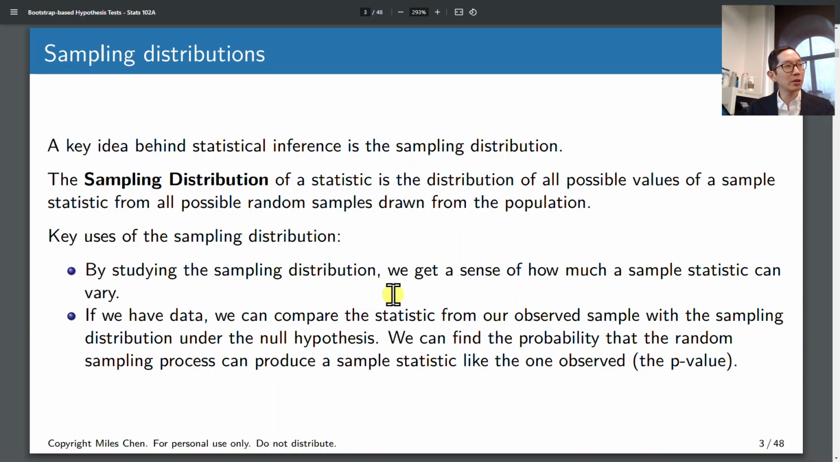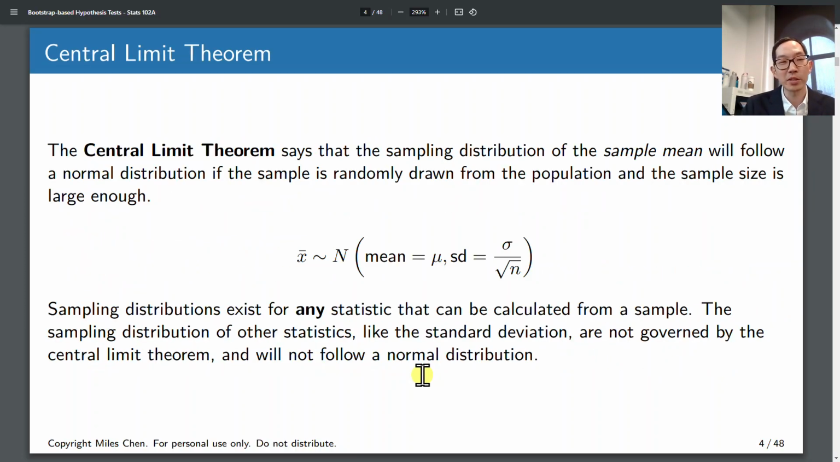We can compare our observed statistic to what the sampling distribution would be if the null hypothesis were true, and then make a decision on whether my observed sample is coming from that null distribution or from something else. So we find the probability that the random sampling process could produce our observed sample statistic or something more extreme. That's our p-value, and we make decisions based on that p-value.